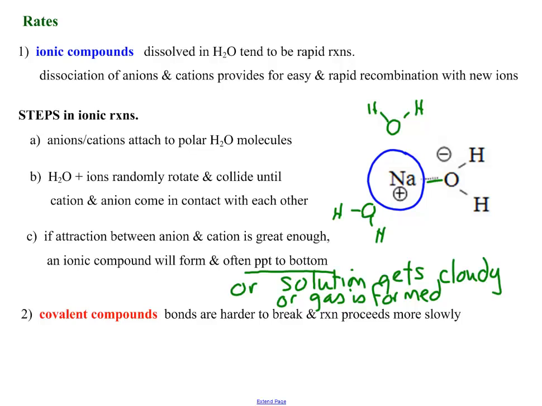When we look at covalent compounds, it's a little bit more challenging. They tend to be slower because first of all we have to break the bonds, and then we have to reform them, mix them around, reorganize, reposition everything, and then reform them. So covalent compound chemical reactions tend to go more slowly.